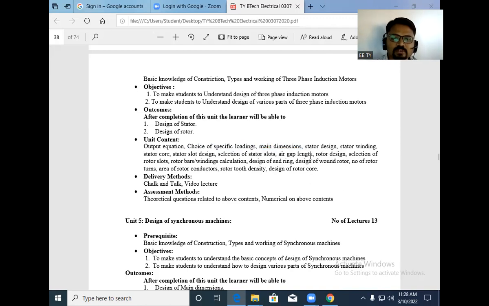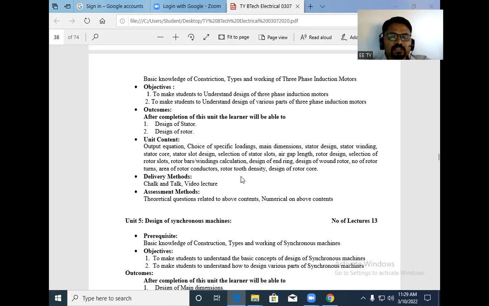Next point, stator design. Now see here, every time one word is there, what? Stator design, stator winding, stator core, stator slot. Okay, so no need to write separately, just put it in a bracket there.